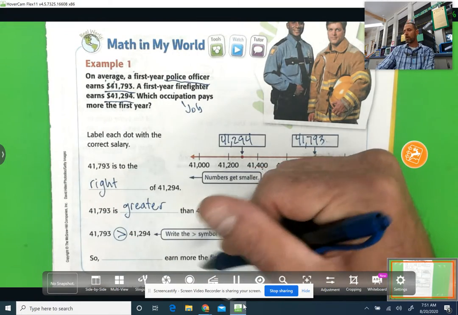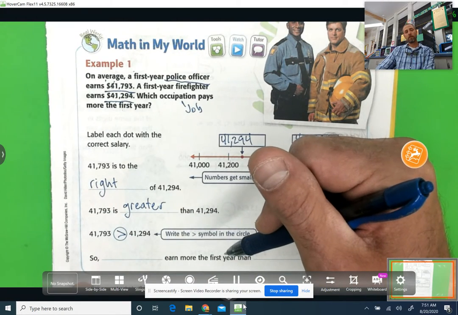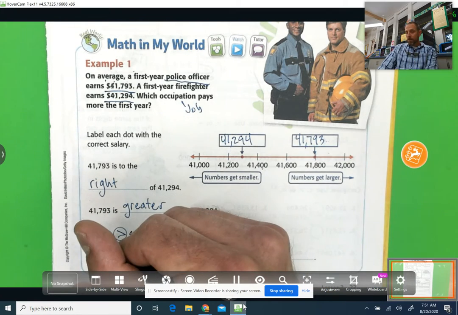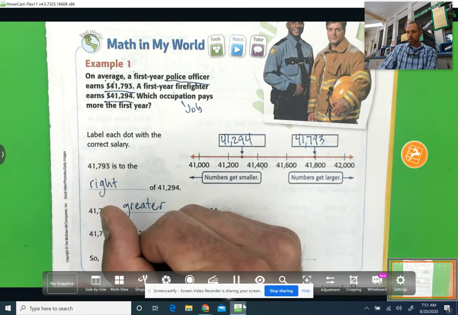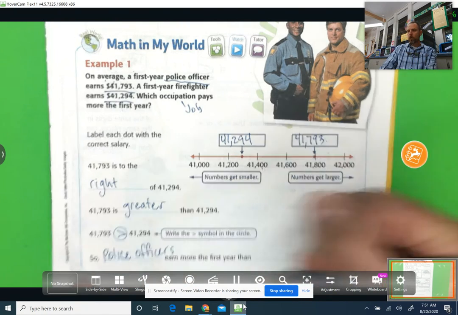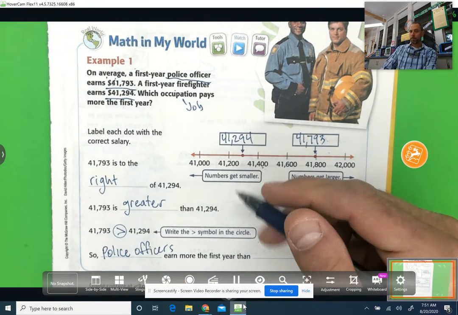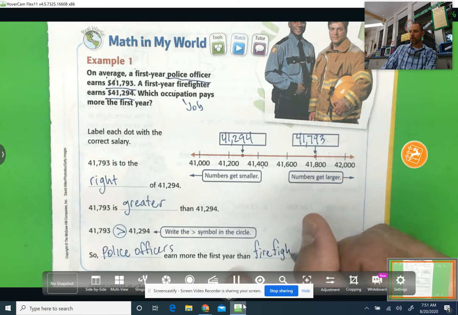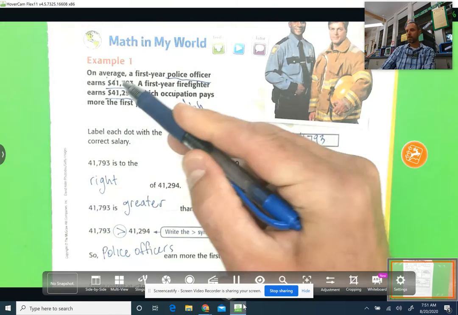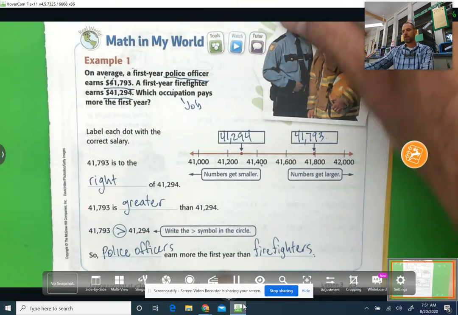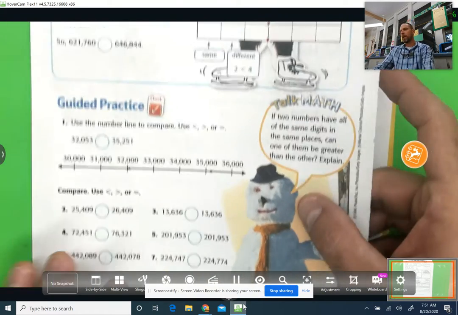So, who earns more during the first year? Police officers earn more the first year than do firefighters. We just brought meaning to these large numbers here that go all the way to the 10,000s place. Let's turn this maybe over. Okay. Alrighty.